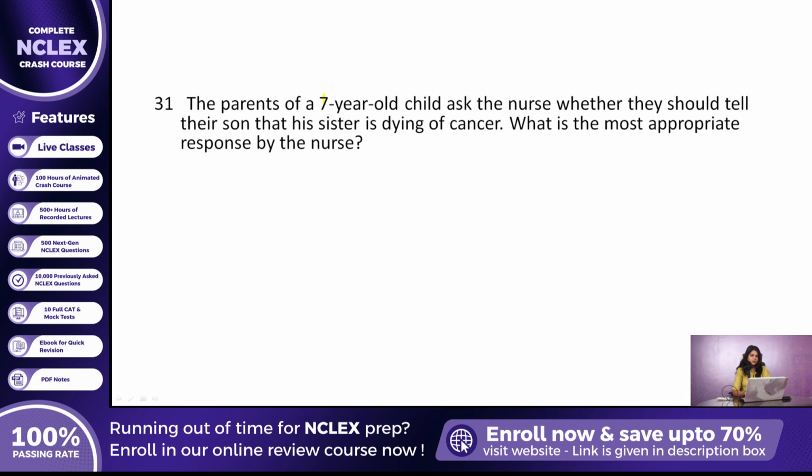The parents of a 7-year-old child ask the nurse whether they should tell their son that his sister is dying of cancer. This situation calls for both developmental understanding and emotional guidance. Let us review the options carefully.